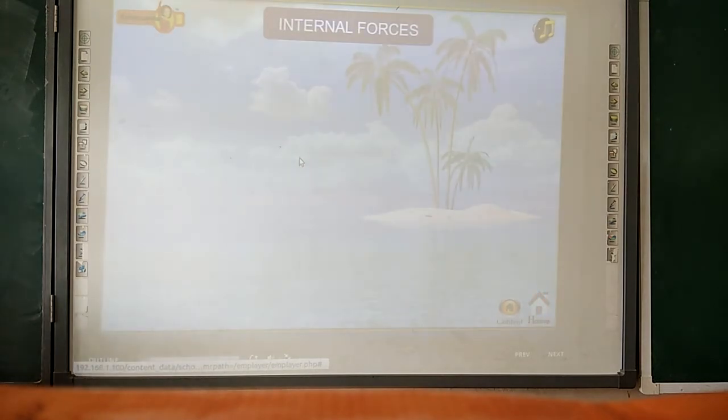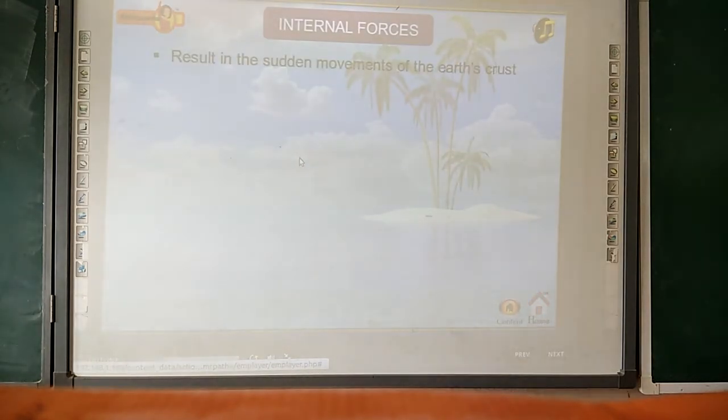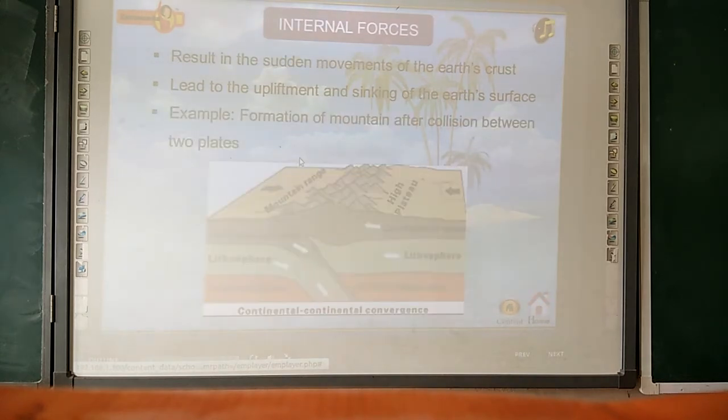Internal forces result in sudden movements of the Earth's crust and lead to the upliftment and sinking of the Earth's surface. For example, the formation of mountains after a collision between two plates.